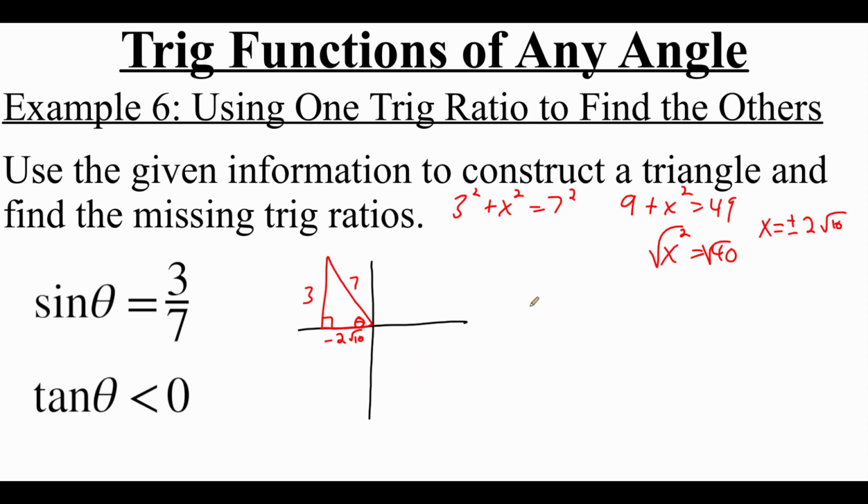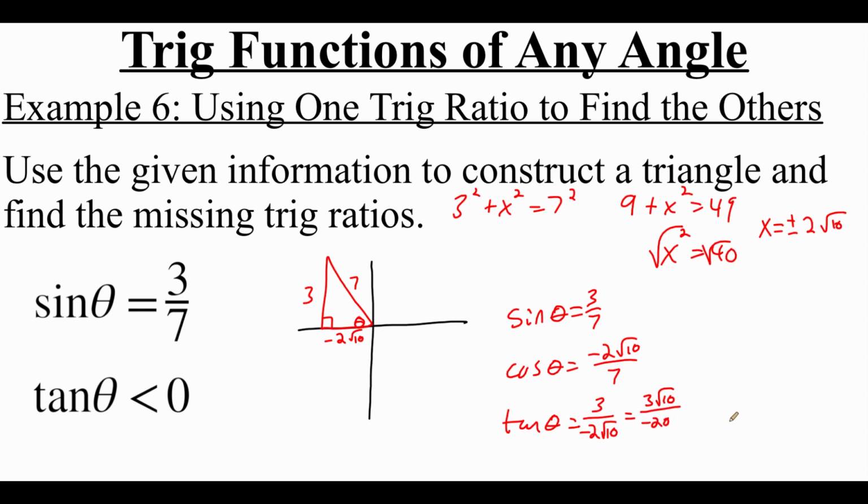I already had the sine, but I'm going to write that one down. If I find the cosine of my angle theta, cosine is adjacent, so that's going to be the negative 2 root 10 over the hypotenuse of 7. The tangent of theta is the opposite side 3 over the adjacent side of negative 2 root 10. Now I should be able to rationalize that into 3 root 10 over negative 20.